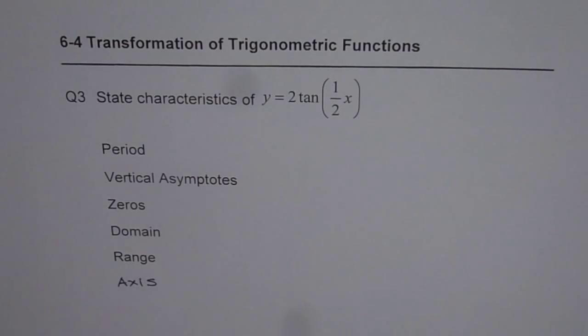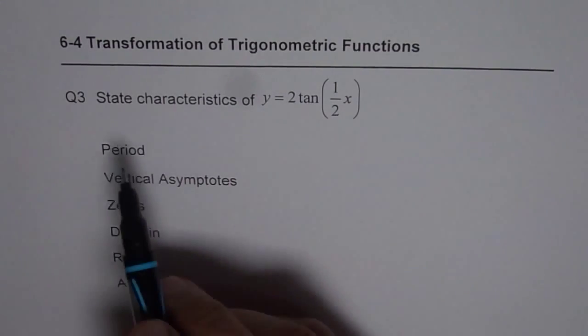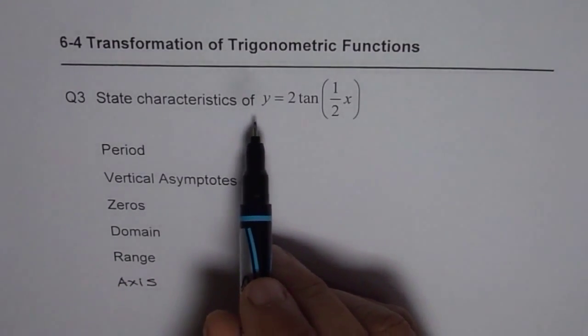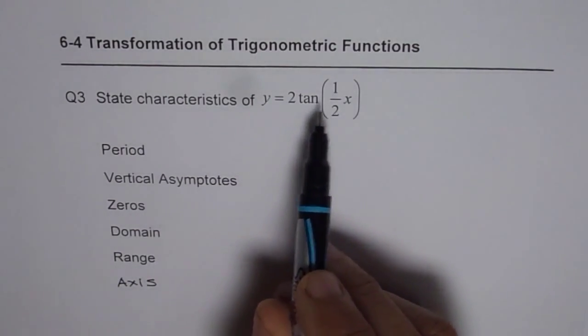I'm Anil Kumar, and in this video we'll try to understand transformation of trigonometric function, specifically tangent of a function. Now the tan function is kind of typical since it has vertical asymptotes and unrestricted range. It has a restricted domain. So the question here is, question number 3, state characteristics of y equals 2 tan half x.